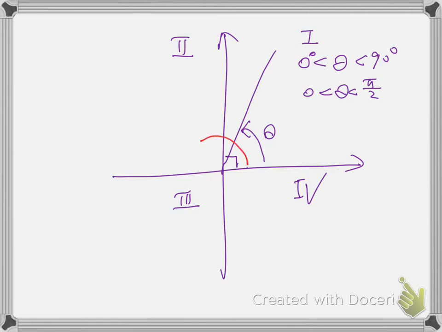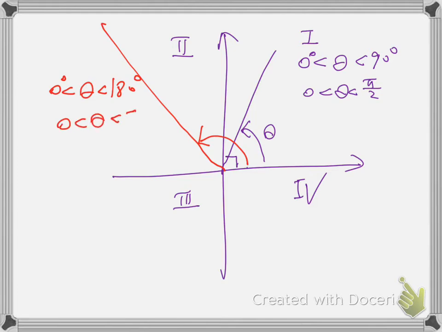If this is some angle in the second quadrant, then this is 0 degree and then 180 in degree measure, or between 0 and pi. Sorry, it should be bigger than 90. So here should be 90 and here should be pi over 2. So that's the second quadrant.